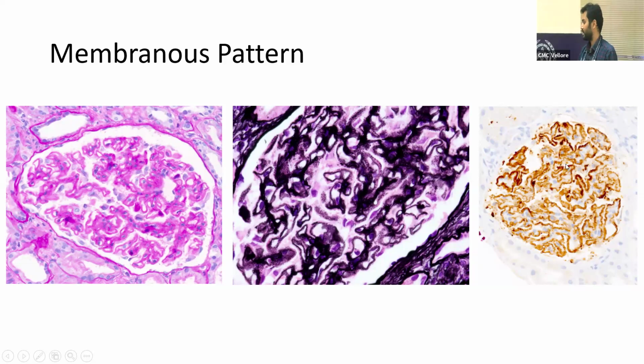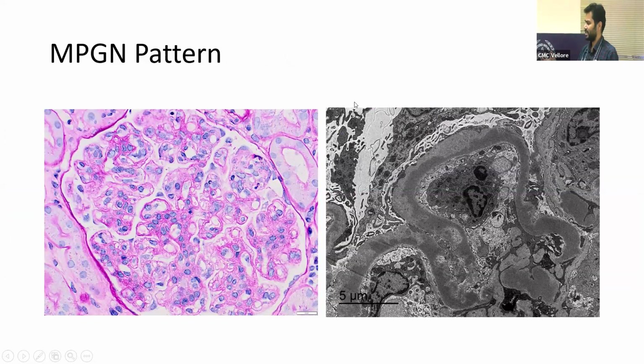This is the immunoperoxidase stain of the PLA2R antibodies. This is an MPGN pattern. MPGN pattern classically has a lobular appearance, like you can see different lobules. MPGN is membranoproliferative. Membrano means membranes will be thickened, sometimes double contouring you can see. Proliferative means you can see lots of inflammation.